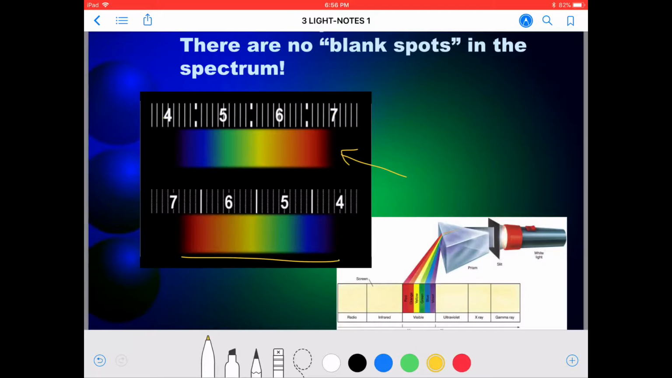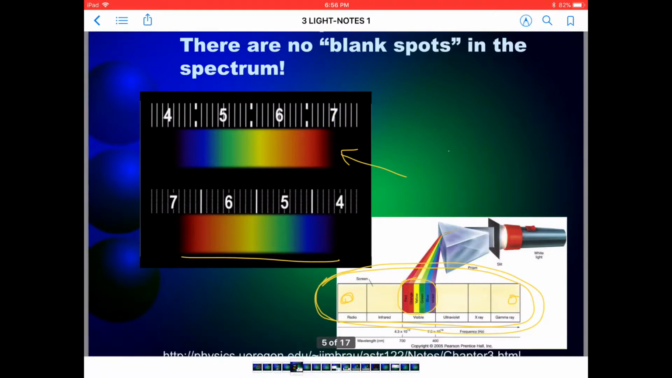One thing I do want to point out is down here you can see that this section where we can see the visible light and all the different colors is one small part of what's called the electromagnetic spectrum, which is this larger thing, and it goes all the way from radio waves in low energy up to x-rays and gamma rays at the higher energies.